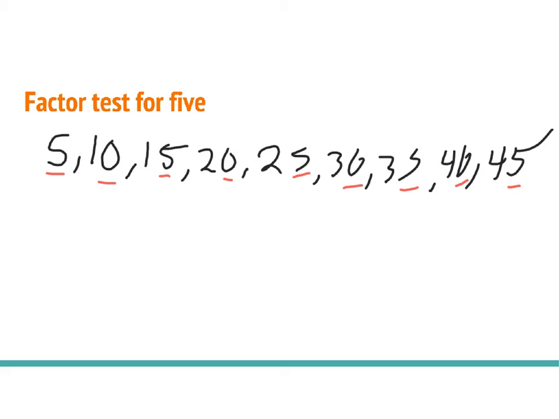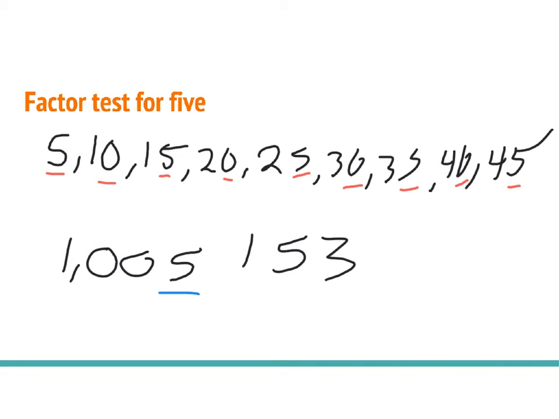So if I were to write a number like 1005, that 5 in the ones place is telling you that it is evenly divisible by 5. Now, if I did, let's say, 153, in the ones place is a 3. So that is not evenly divisible by 5, so it does not have 5 as a factor. The 5 has to be in the ones place, or it has to have a 0 in the ones place.